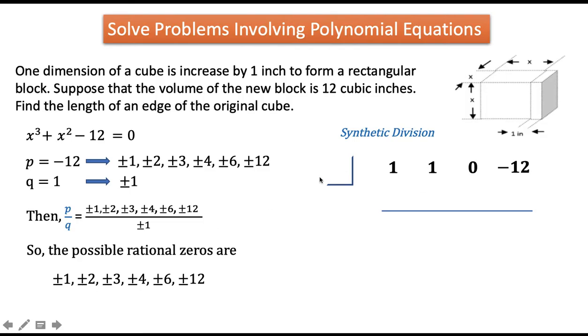Let's try positive 2. So bring down 1. 2 times 1 is 2. 1 plus 2 is 3. 2 times 3 is 6. 0 plus 6 is 6. 2 times 6 is 12. Negative 12 plus 12 is 0. Finally, since the remainder is 0, it means that 2 is one of the values of x.